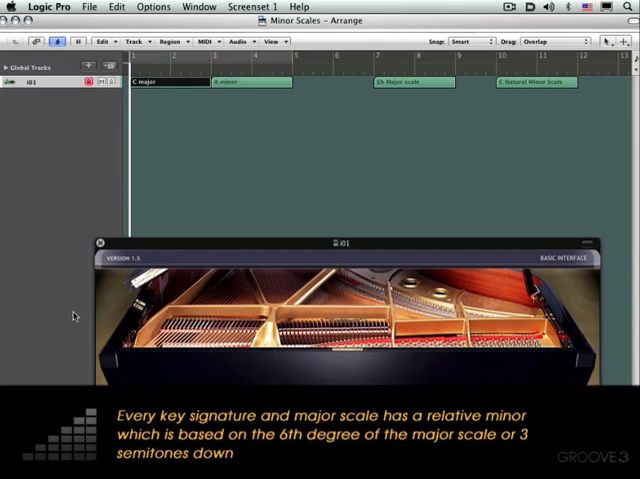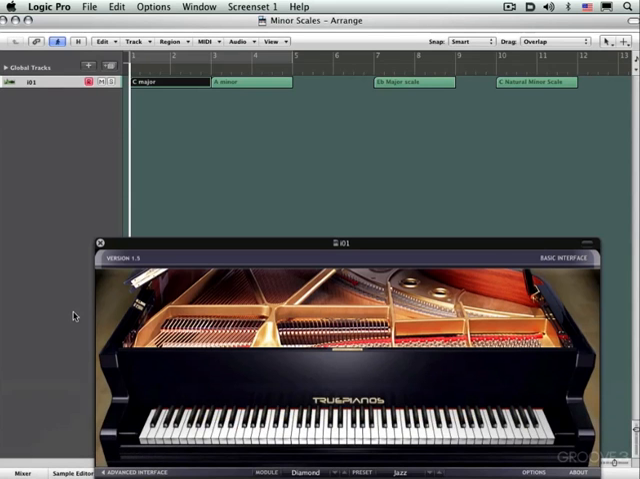So this associated minor scale is built on the sixth degree of the major scale. We call this the relative minor of the major key. So you can always figure out the relative minor of any key signature by finding the sixth degree, or counting down from the root, count down 3 semitones. So let's look at our basic example of C major. Here's our C, and here's our C major scale.